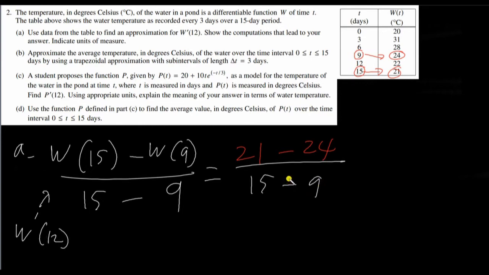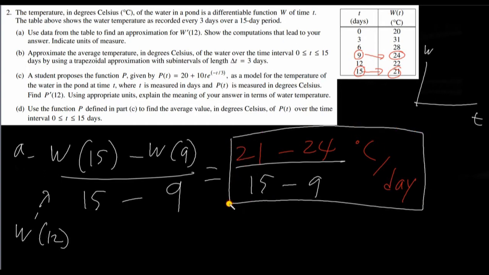And in terms of units, the units for the derivative are going to be the units for w divided by the units for t. Because if we were to graph this, we'd have t on the x-axis and w of t on the y-axis, and the units for the derivative are the units for the y-axis over the units for the x-axis. So the units for w are degrees Celsius, the units for the x-axis are days, so the units for the derivative are going to be degrees Celsius per day, which makes sense, because we're trying to find how much the temperature is changing as a function of time, right? So it's degrees Celsius per day.